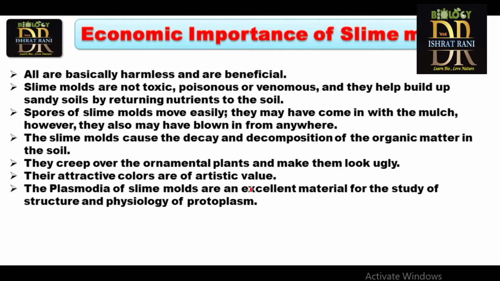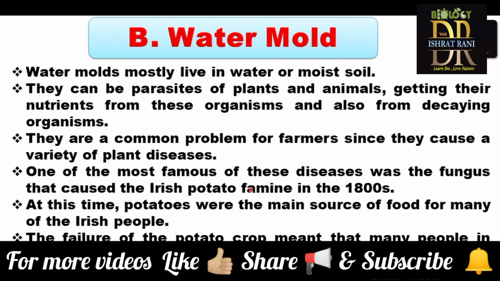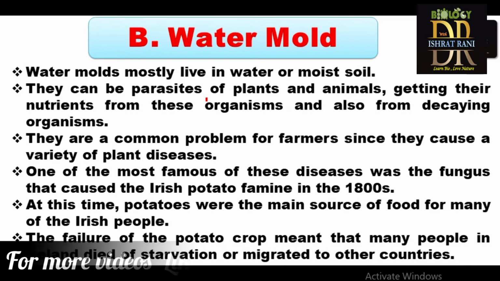Now we will discuss another type of Protoctista, the fungus-like Protoctista, which is water mold. Water molds mostly live in water or moist soil. They can be parasites of plants and animals, getting their nutrients from these organisms and also from their decaying remains. They cause common problems to farmers and cause a variety of plant diseases.